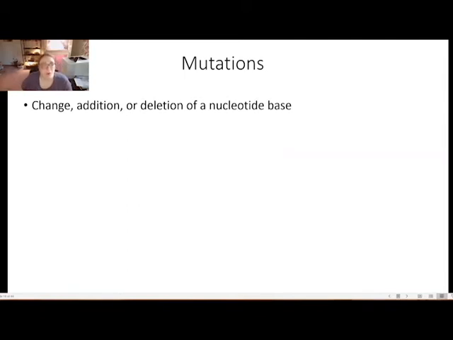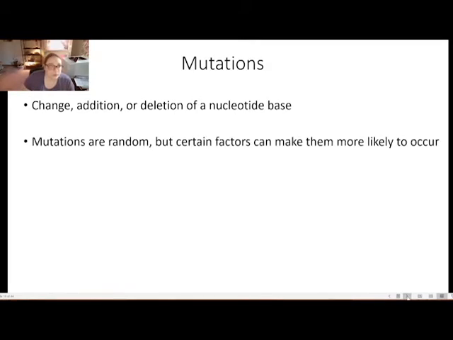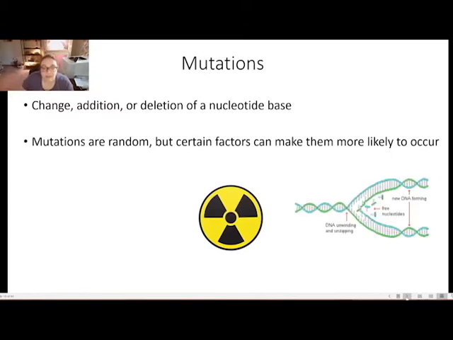So mutations happen all the time. They are considered the change, addition, or deletion of a nucleotide base. They're random, but certain factors can make them more likely to occur. External factors like radiation can cause mutations, or even internal factors like DNA replication can cause mutations. So the more you replicate DNA, the more likely there is for a mutation to occur.